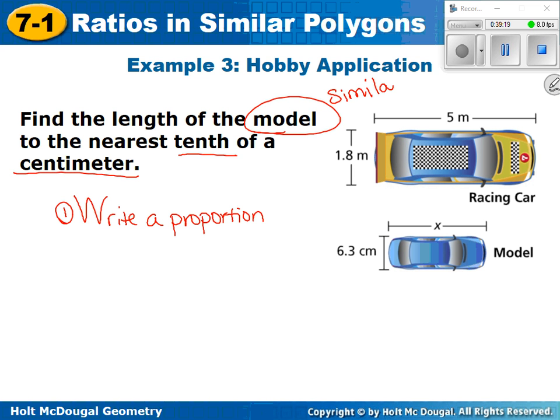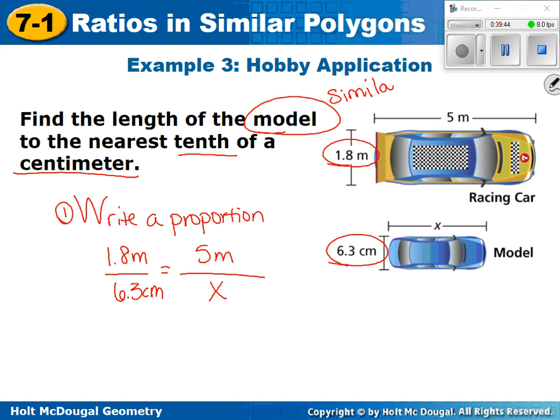So let's compare our sides, and we're going to write a proportion. So what side will 1.8 meters match up with? 6.3 centimeters. So we're going to write that as a fraction. 1.8 meters matches up with 6.3 centimeters. We're just comparing two sides of our shape. Okay, which means the 5 meters is going to match up with x. What you want to make sure when you write your proportion is that you keep your shape in the same location. So if I'm talking about this racing car on the top, keep it on the top. If I'm talking about the model on the bottom, keep it on the bottom.